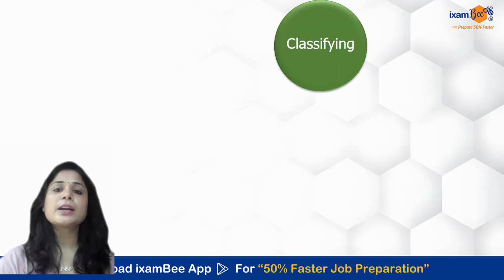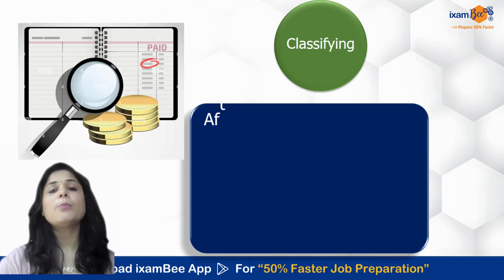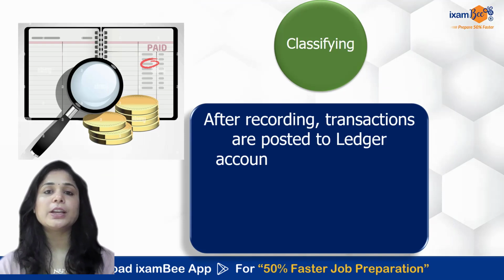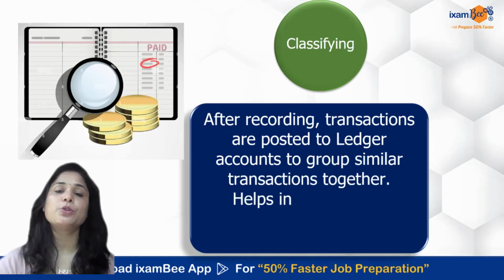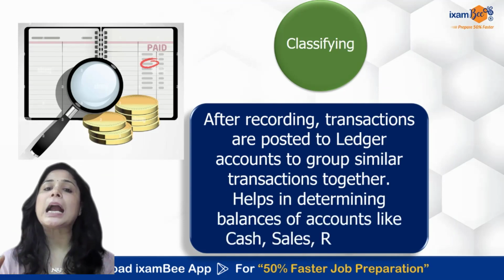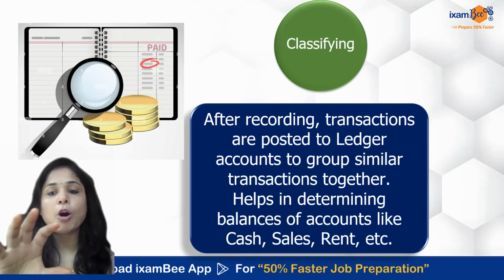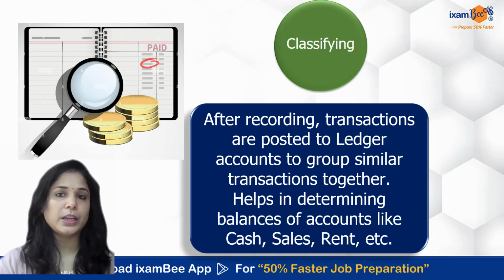After recording, the transactions are classified. Where are they classified? In the ledger, in the form of accounts. Here the transactions are posted in the books of ledger. All the transactions will be posted in the ledger in individual accounts. It will show the account balances at any date. All the similar transactions are posted at one place, which is known as classification.